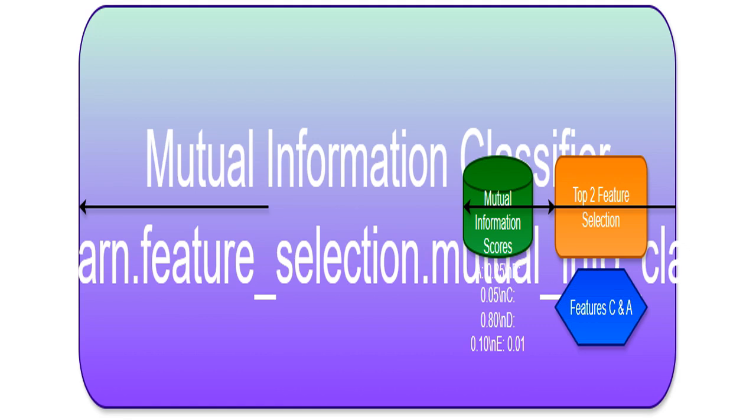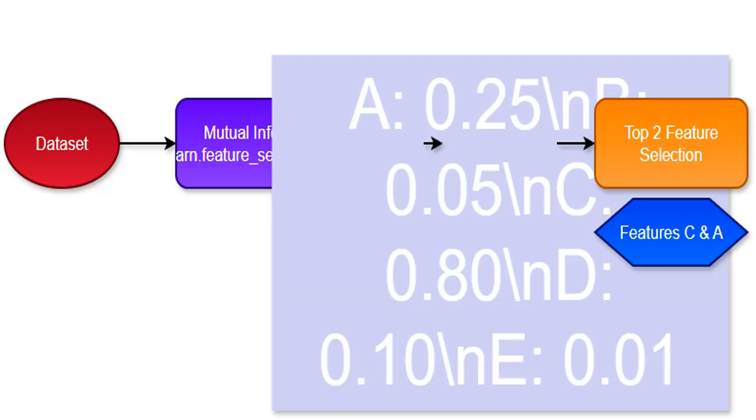This function will give me a score for each feature, showing how strongly it's related to my target. These are the mutual information scores I got for each feature. A higher score means a stronger relationship with the target variable. For example, feature C has the highest score, 0.80, indicating it's the most informative feature. Feature A has the lowest score, 0.01, suggesting it's the least informative.